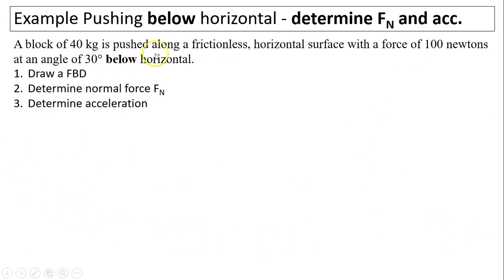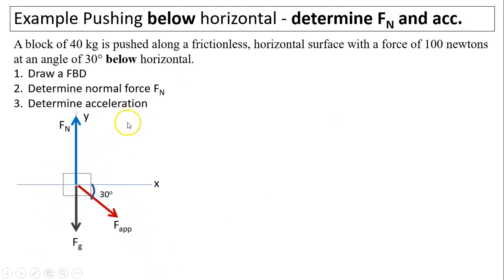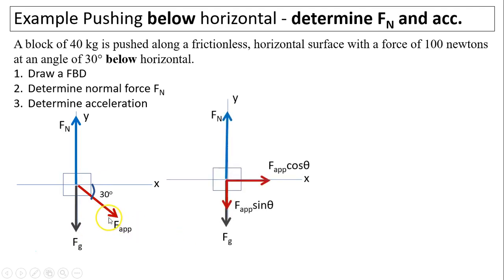Here is a very similar question, except this one is below horizontal. Again, determine the normal force and acceleration. First, draw a free body diagram. This is what below means. Below horizontal, above, below, okay? So again, we need to resolve this force at an angle into horizontal and vertical components.